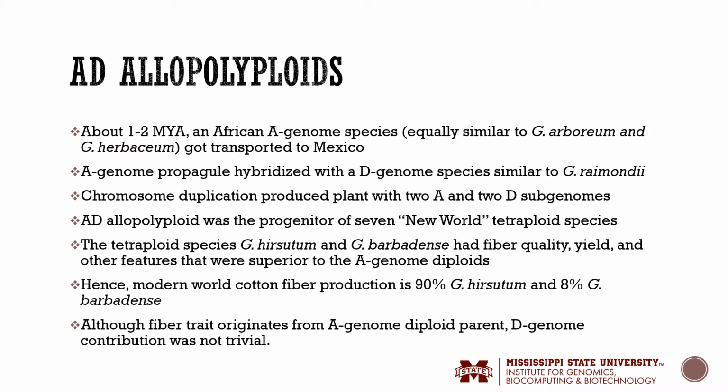These allopolyploids have superior fiber properties and produce higher yields of fiber than do the A genome diploids. Although the fiber trait originates from the A genome diploid parent, it is the combination of A and D genomes that made Gossypium hirsutum and Gossypium barbadense such superior plants for fiber production.